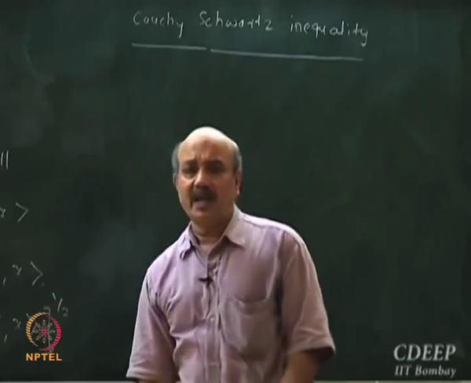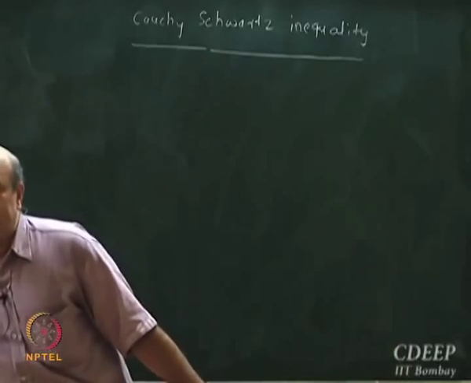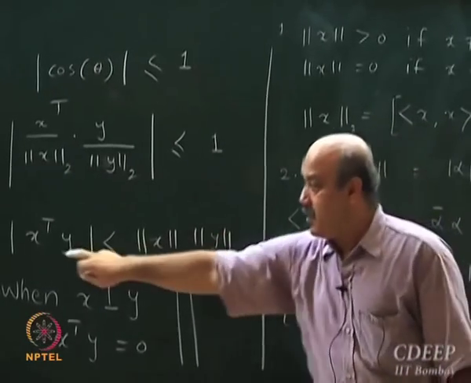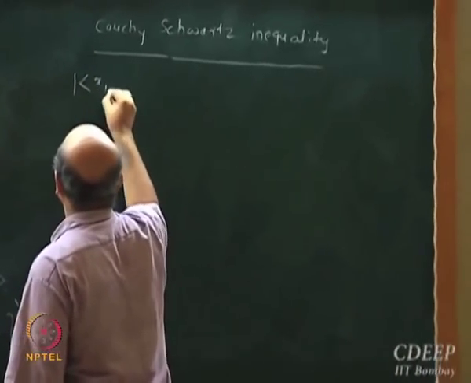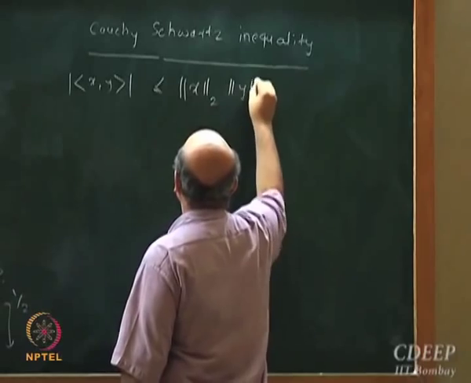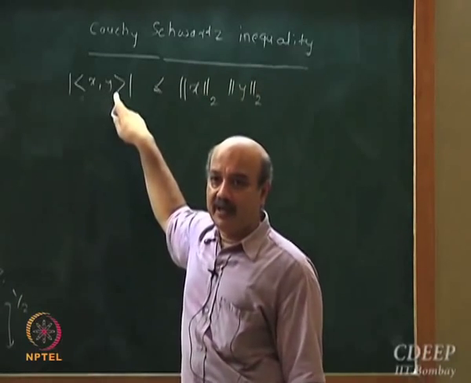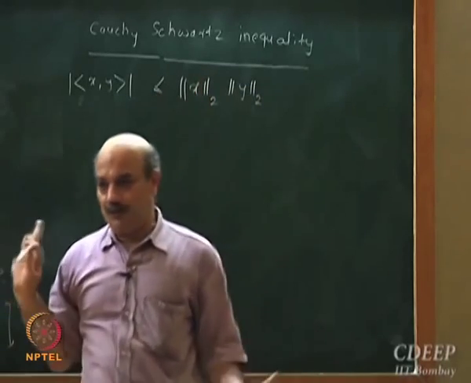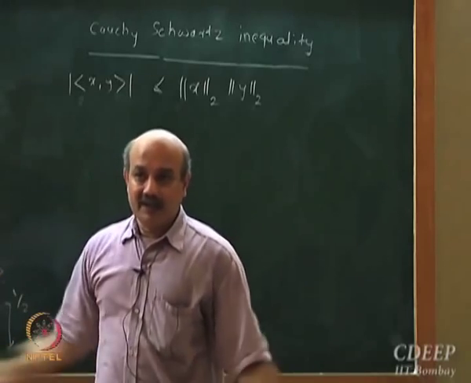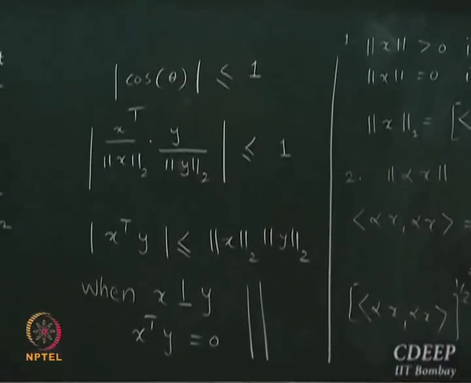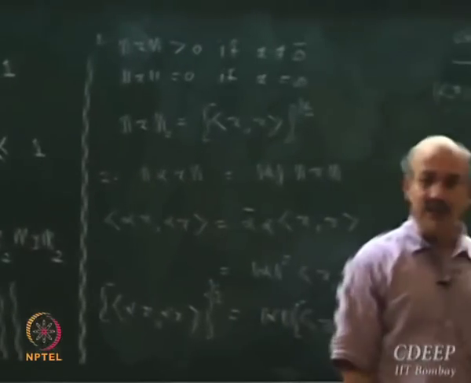So what is it that I want to do? I want to generalize this particular result from three dimensions. Except here it is written x transpose y. I want to arrive at mod of inner product x y is less than or equal to norm x times norm y. If I take inner product of any two vectors x y, its absolute value is less than that. This is what I want to show in any inner product space. That is the generalization of the result cos theta is always less than 1. And then with that I will move to triangle inequality, because I have to establish triangle inequality.